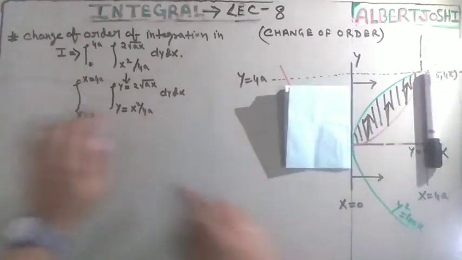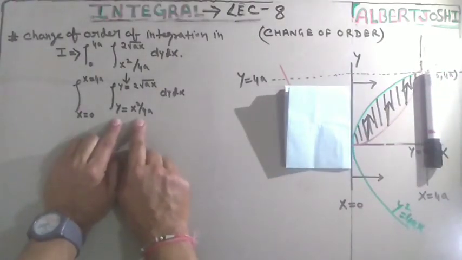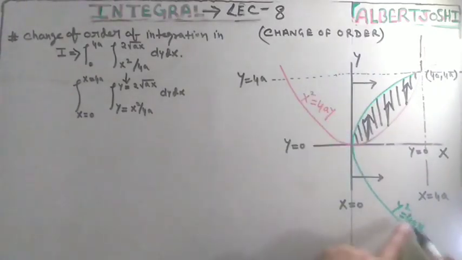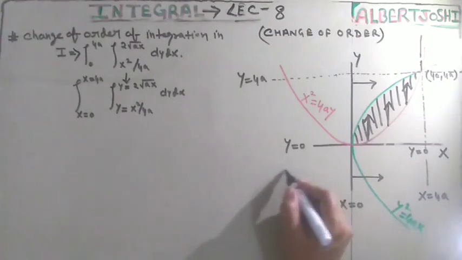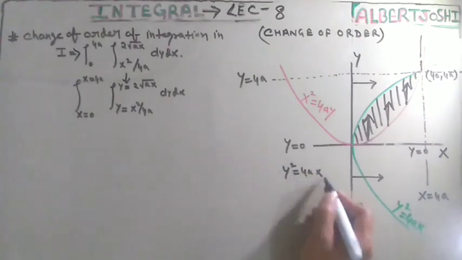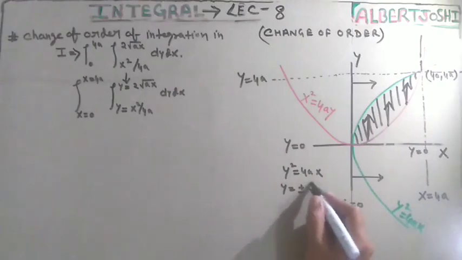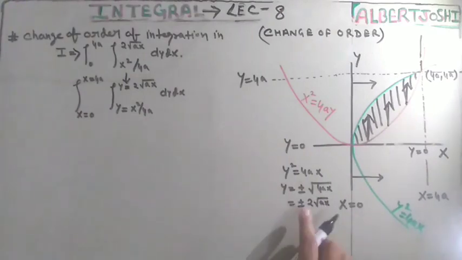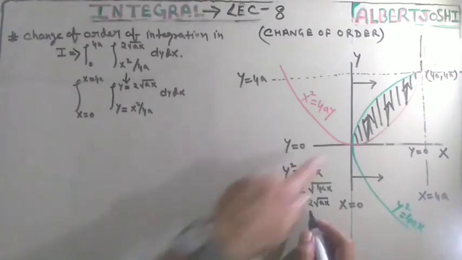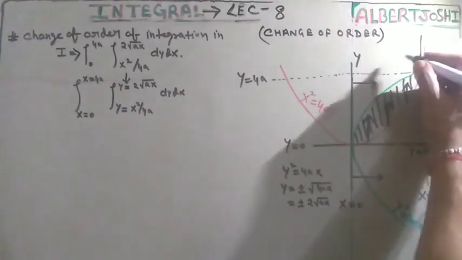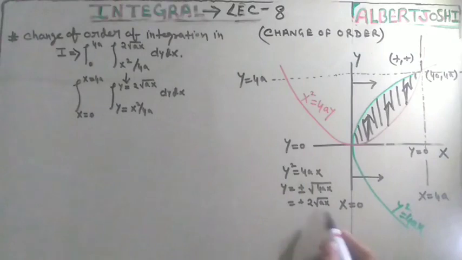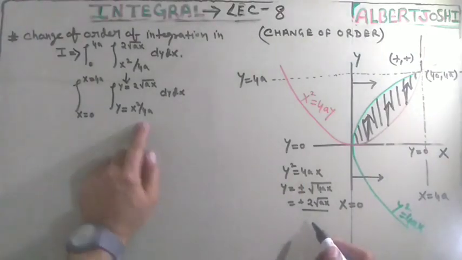After that, he has written y is equal to something. What is this actually? He has given you y square is equal to 4ax. It means y is equal to plus minus square root 4ax, that is plus minus 2 square root ax, but minus will not come. Why? Because we are in the positive quadrant, so we remove the negative. So you have y is equal to something.